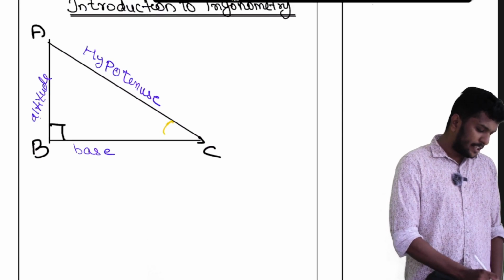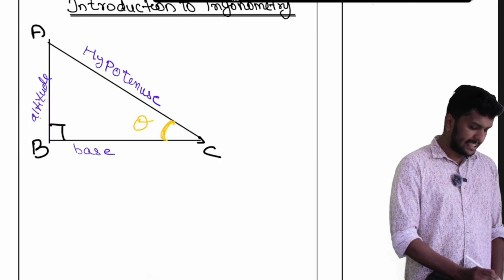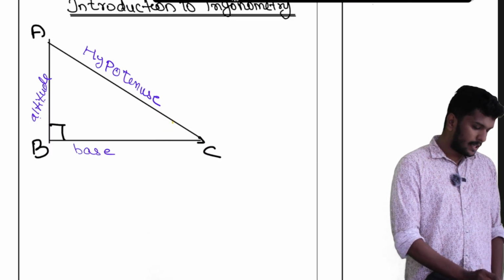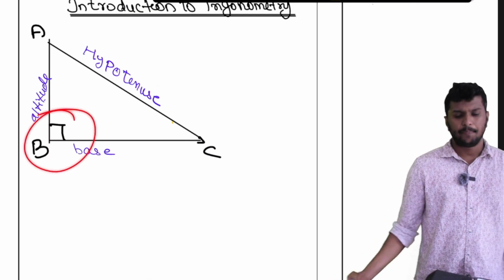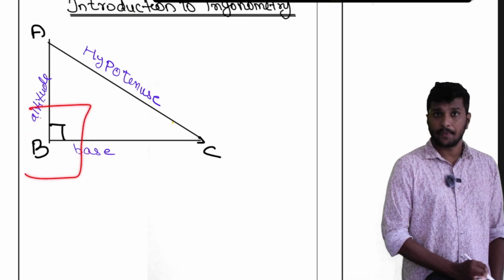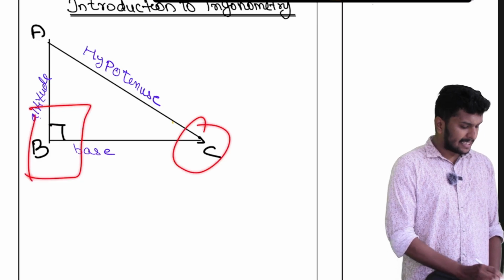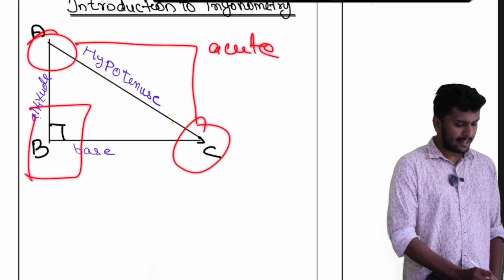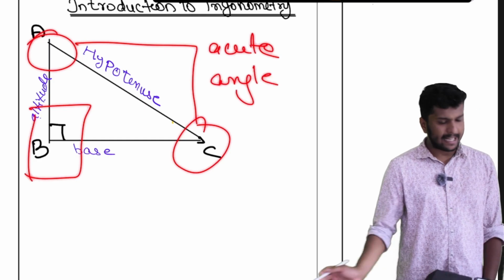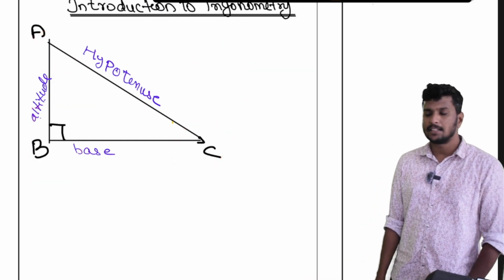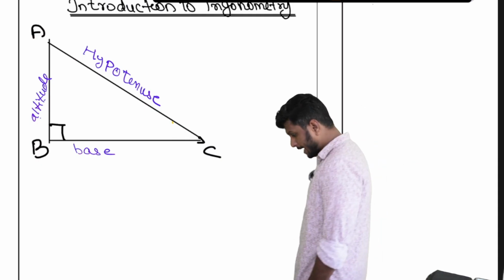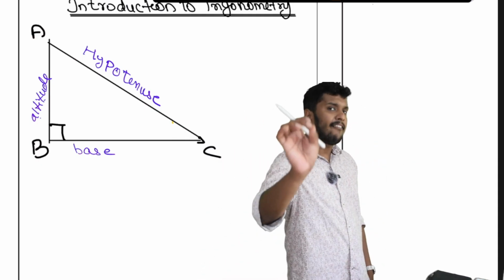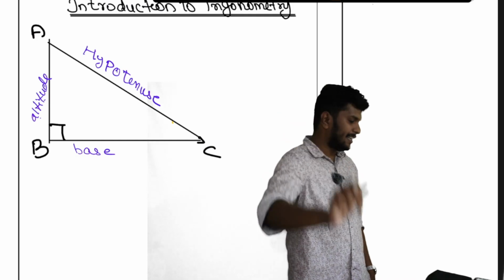Here, one particular angle we are forced to take is theta. Before that, look here. This is a 90-degree angle, right? Angle C and angle A are called acute angles. Why do we call them acute angles? Any idea? It is because they have an angle less than 90 degrees.